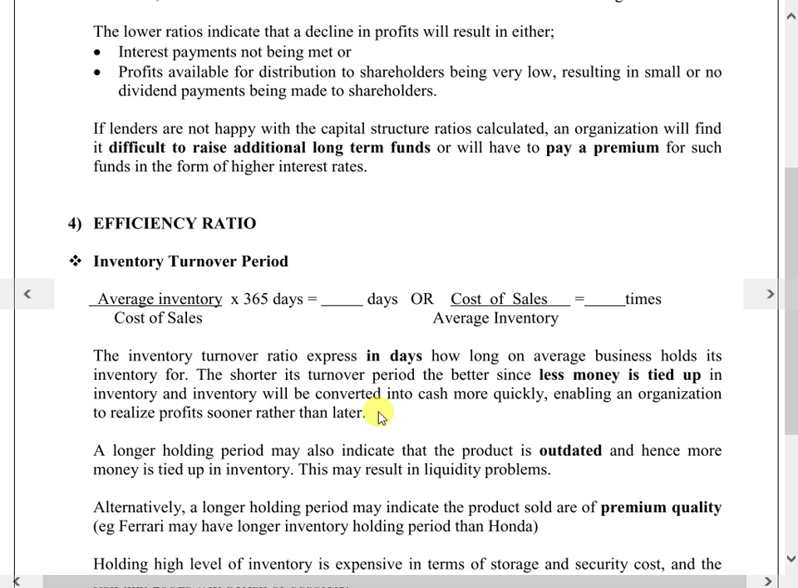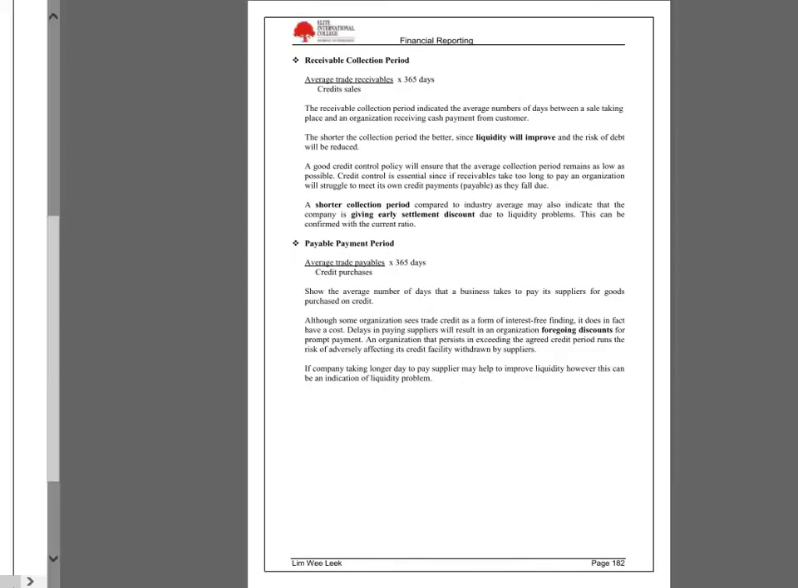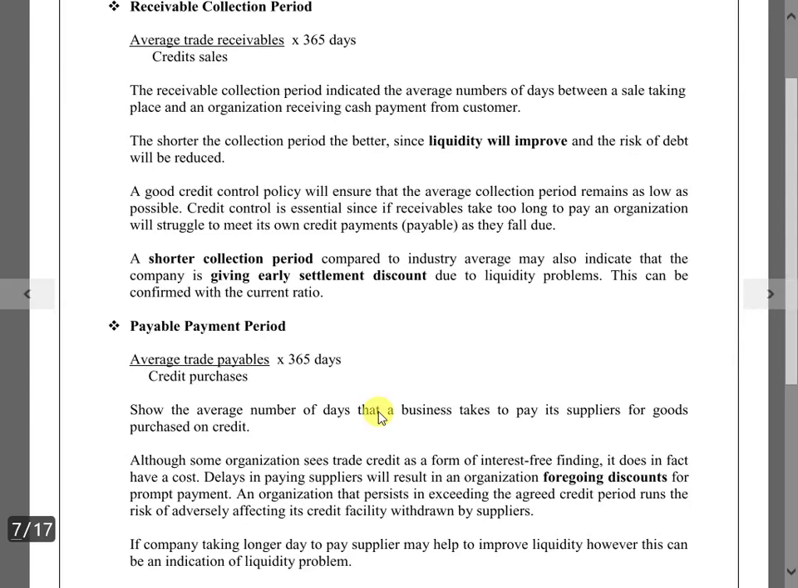Efficiency in managing our inventory, receivable, and payable. You look at the formula. If it's inventory, we start with average inventory. If it's receivable, we start with average receivable. And if it's payable, we start with average trade payable.